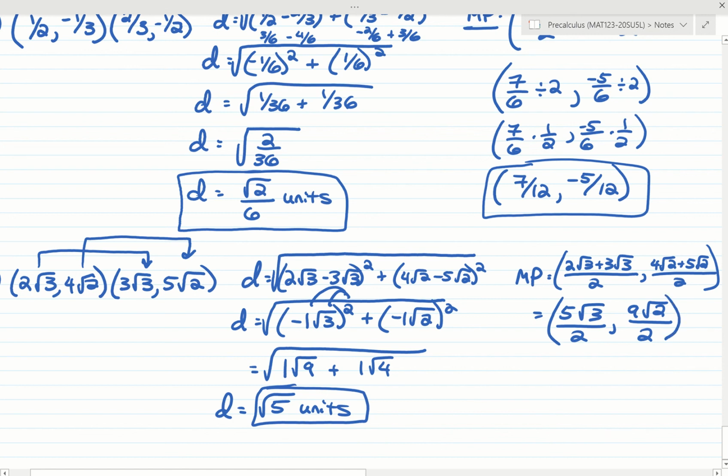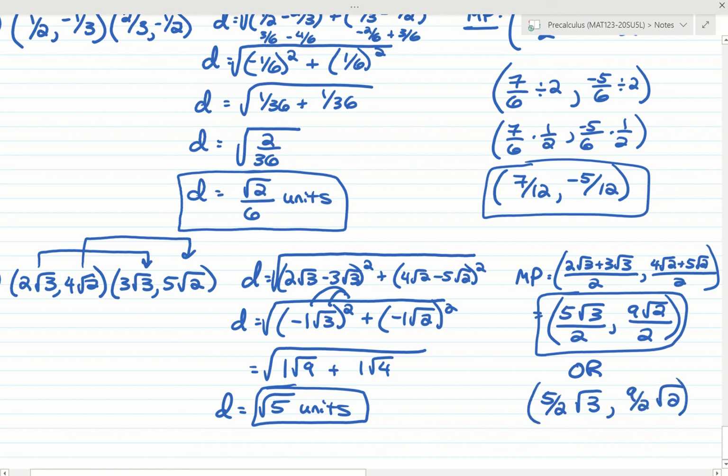So we don't have any radicals in the denominator, so we're done. That's it. Now you might also see an answer written like this: 5/2 root 3, comma 9/2 root 2. It doesn't matter how you want to write it. I mean, they're both exactly the same thing. I think this one looks a little prettier. All right, stay tuned for the next lesson.